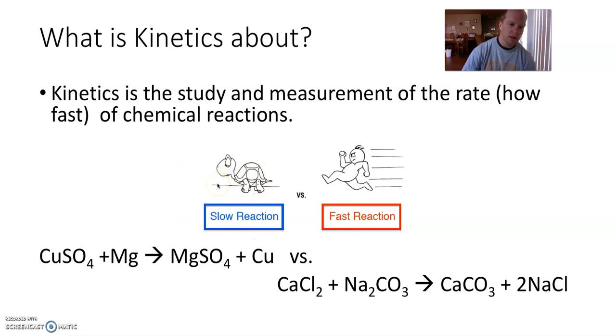Same thing here, right? This single displacement reaction would be a slow reaction. It takes minutes, if not hours. Whereas this reaction here, this double displacement, is instantaneous. As soon as I combine solutions of these two ionic compounds, you're going to get a precipitate of calcium carbonate right away. So how do we measure that?